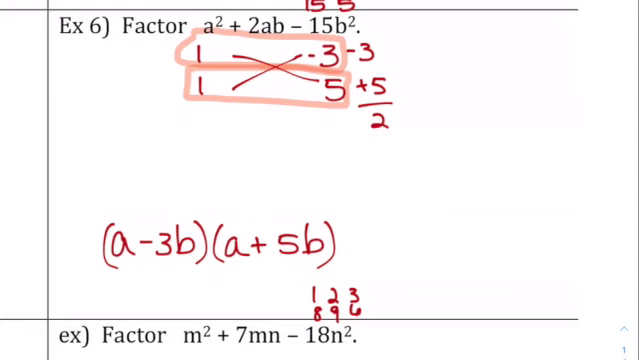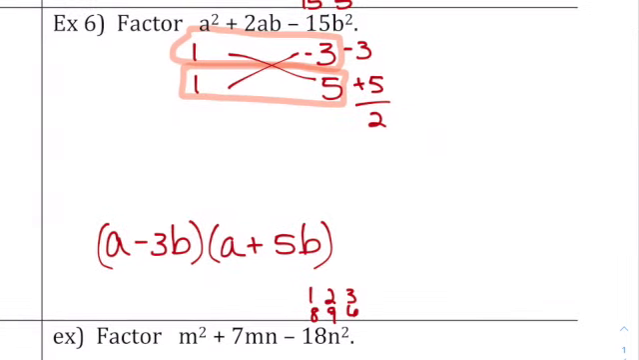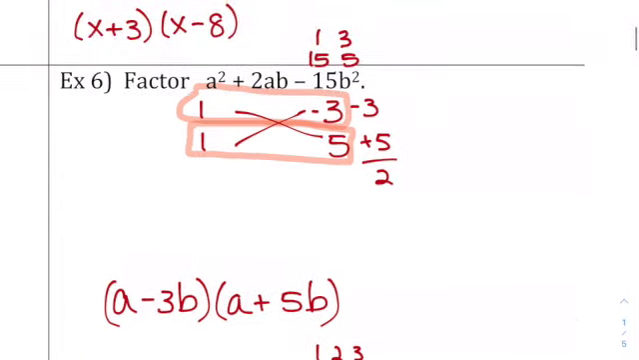So for example number 6, the answer is a minus 3b times a plus 5b. Because if you take a look at it, I broke down the 1 and 15, 3 and 5. And then 3 and 5 will be the choice that gives me 2 in the middle. I need a positive 2, so I need a positive 5 and -3. And therefore, there's my 2. And my -3 times 5 gives you the -15. 1 times 1 gives you the 1a squared.